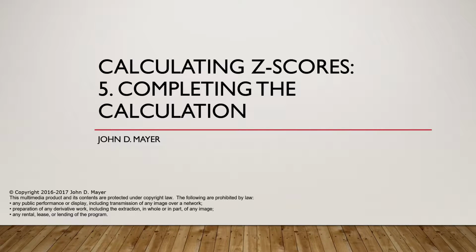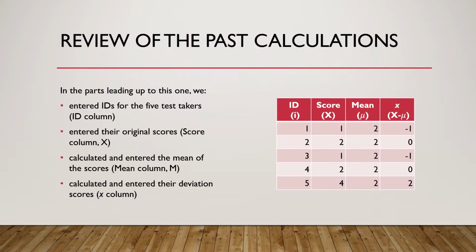We're now in a position to complete the calculation of the z-scores. In the parts leading up to this one, we entered the IDs for the 5 test takers here. We entered their original scores in column X, the column labeled X. We calculated and entered their means in the column labeled mu, or the mean. And we calculated and entered their deviation scores in the column with the script X, the symbol for deviation scores.